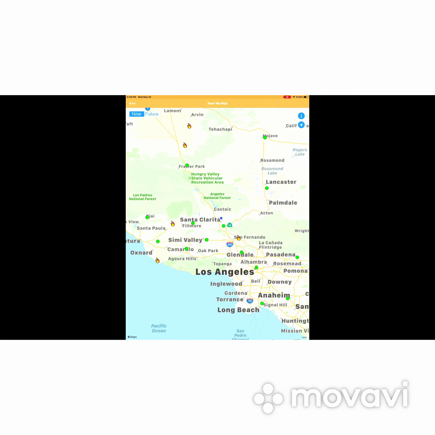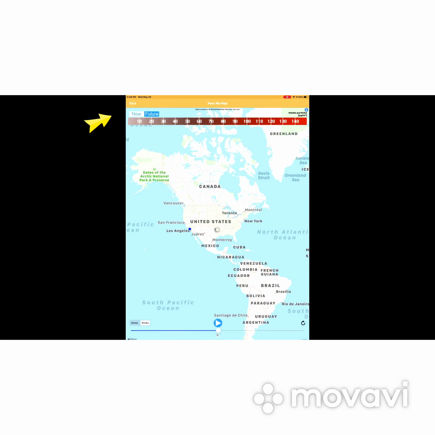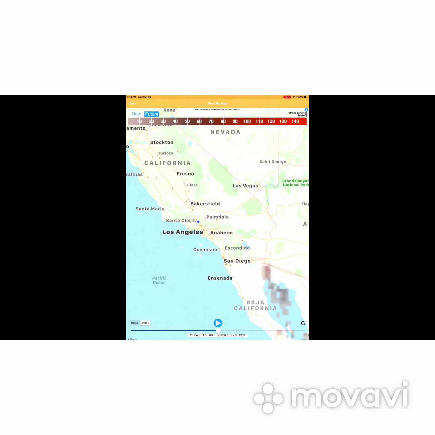Now this is the now view. In the top left corner you'll see now and future. If you click to future, it's going to show not only the future but where the smoke plumes are. And on the bottom, you can scroll a video from now to the future to see where the smoke plumes are heading. So that's very useful. I'm going to zoom in to see if there's any smoke around Los Angeles right now.